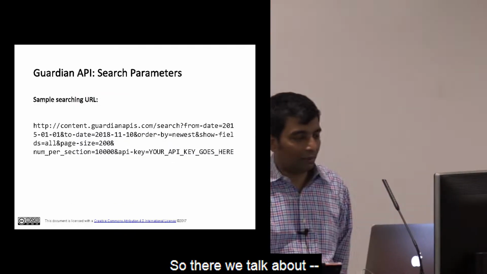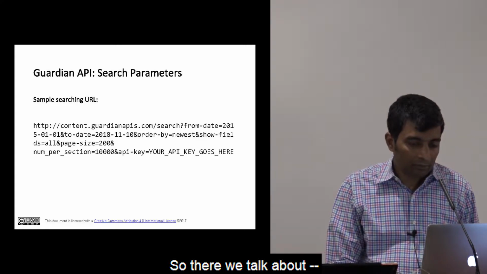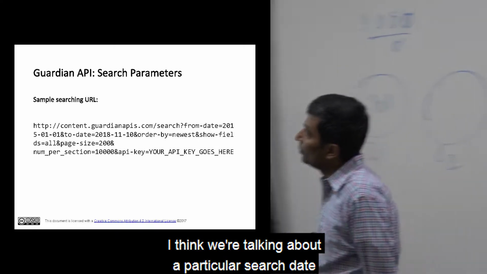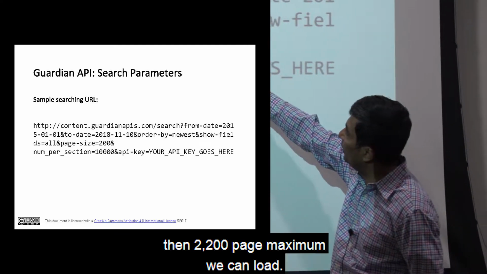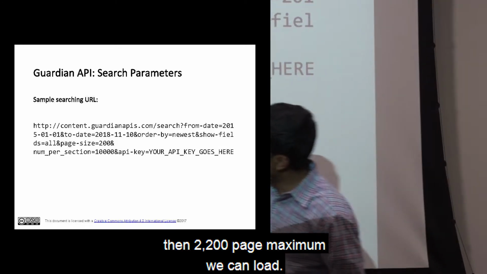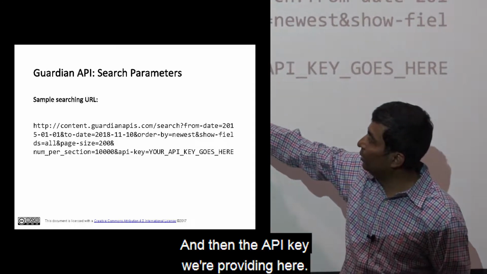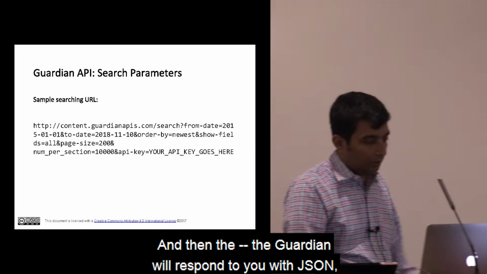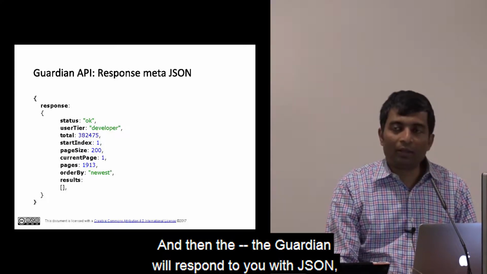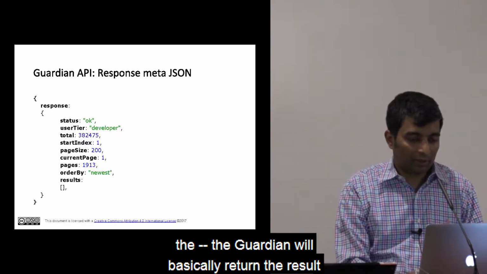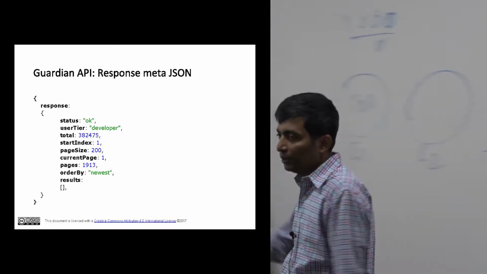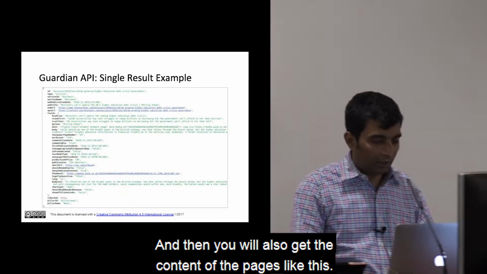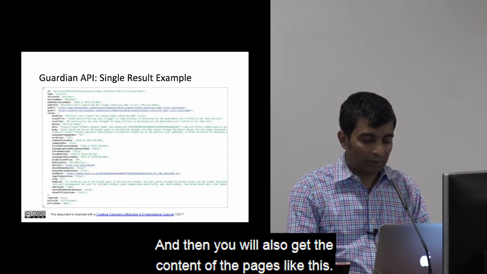And then here is a sample searching URL. There we talk about a particular source date and target date, and a maximum of 200 pages we can load, and then the API key we are providing here. Then the Guardian will respond to you with JSON. The Guardian will basically return the result in JSON format. So this is the way it will give you the result, and you will also get the content of the pages like this.